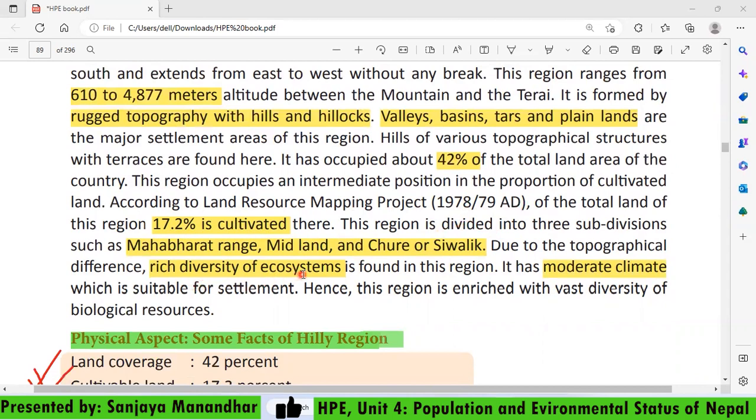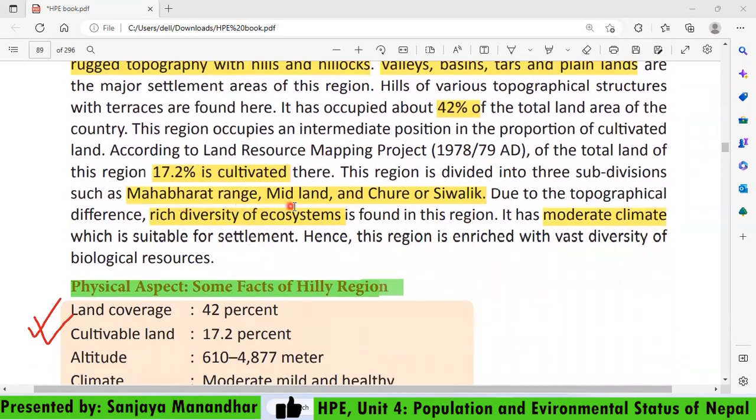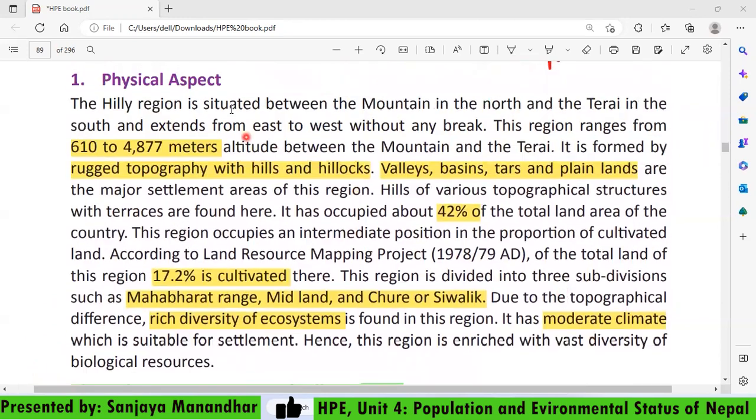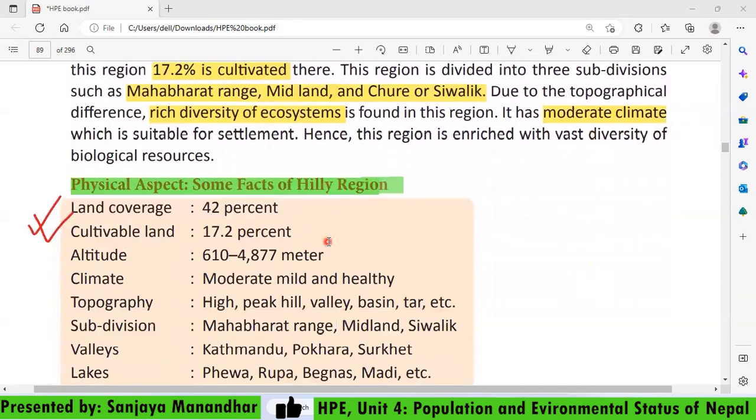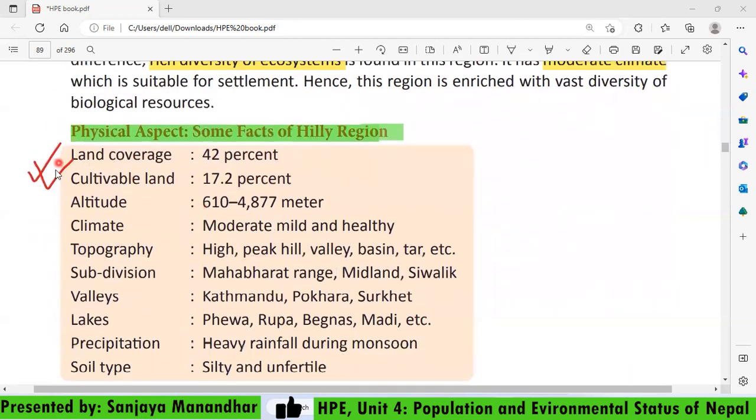1978-79. And similarly, the subdivisions are Mahabharat Range, Midland and Chure Range, or you can say Shivalik. And rich diversity of ecosystem. There is rich ecosystem diversity and climate is moderate. So inside this physical aspect, what are the main points we have to include here? Here I have double ticked. Land area coverage is 42%. Cultivable land is 17.2%. Altitude 610 to 4,877 meters. Climate is moderate, mild, and healthy.